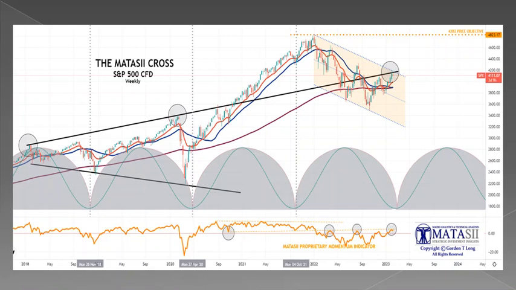The bottom pane shows our proprietary Matasi Momentum Indicator. It also shows that momentum is testing its longer-term trend channel. A pullback is in order, but the question is, how deep?